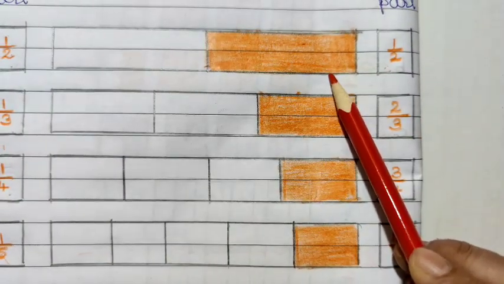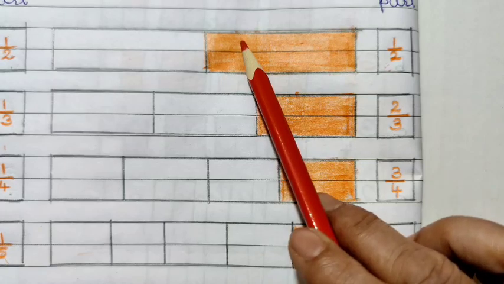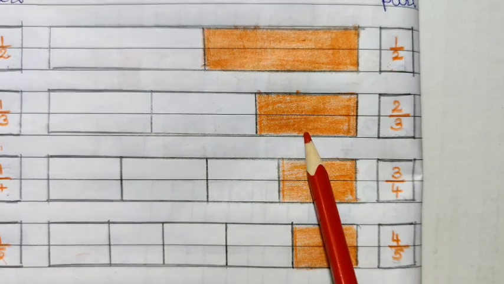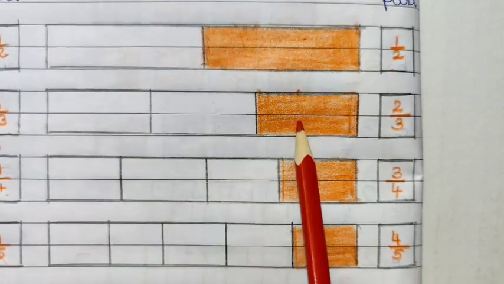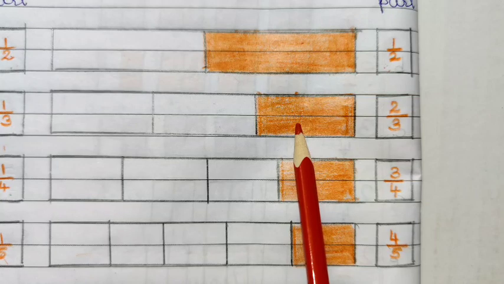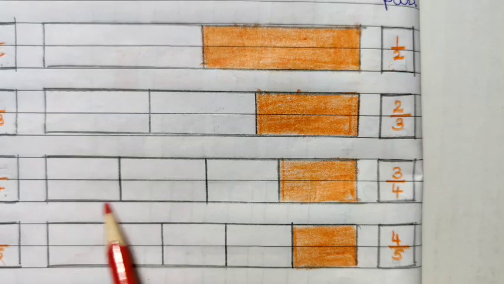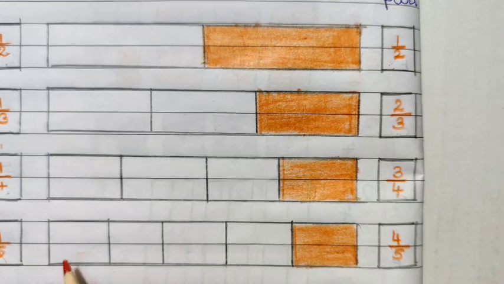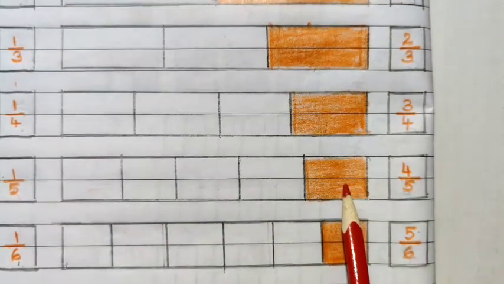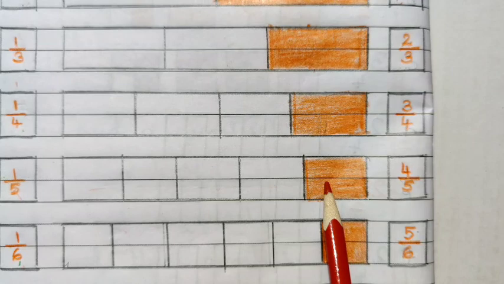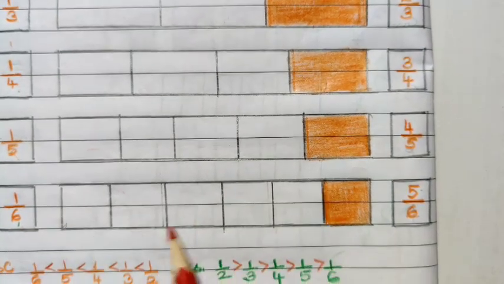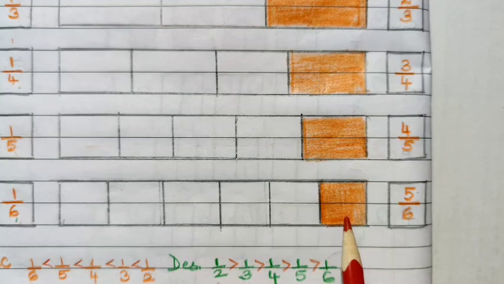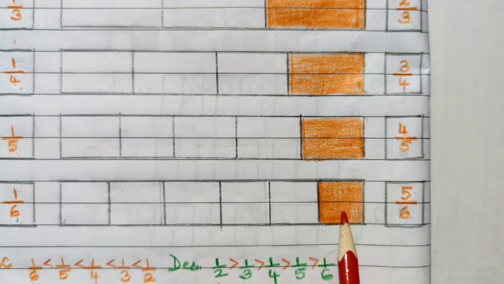As it increases, that means we made 2 portions, total number of parts. So, there were 2 portions, here there were 3 portions. What happened when it increased? When the number of portions increased, what happened? The colored portion became smaller. Again, when the total number of portions increased, the colored portion became smaller.